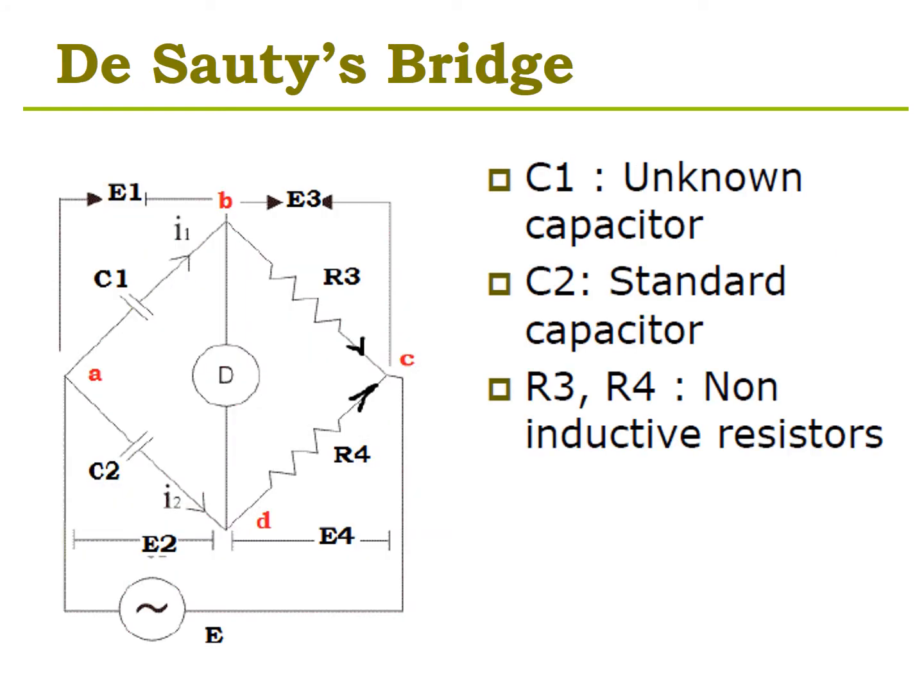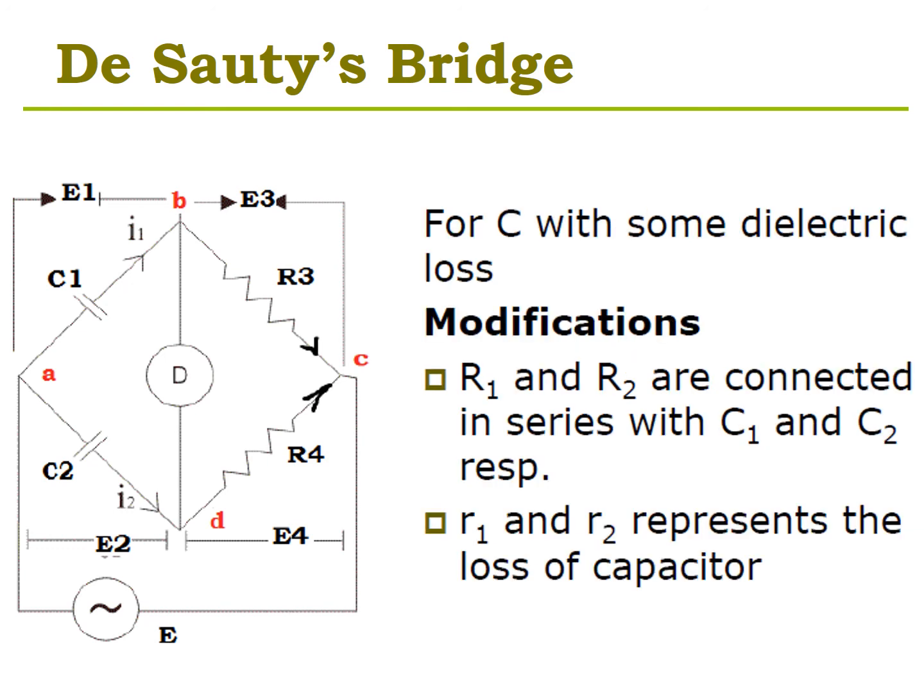And later we would be studying de Sauty's bridge, which is the simplest method for comparing two capacitances. Then we'll see that if I am considering my capacitances when they have some amount of dielectric loss, how would I be modifying my circuit, and then how would I be calculating the expression of that unknown capacitance. Later we'll be solving examples based on both the bridges, and then we would be concluding the class.